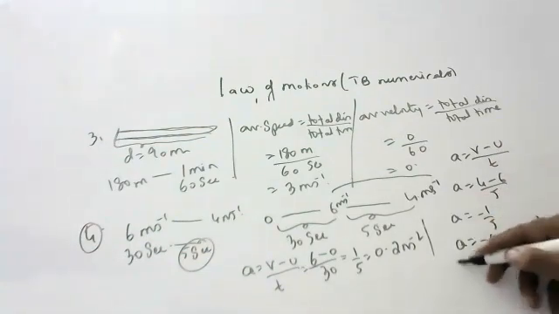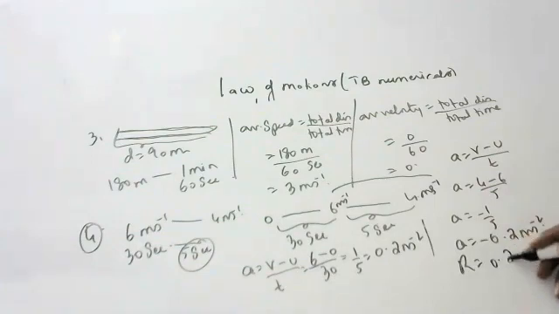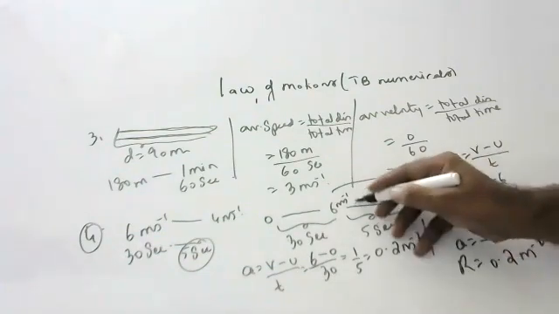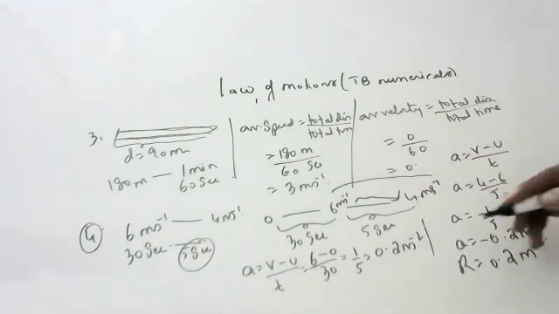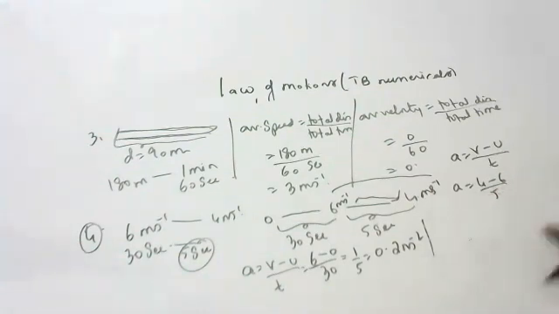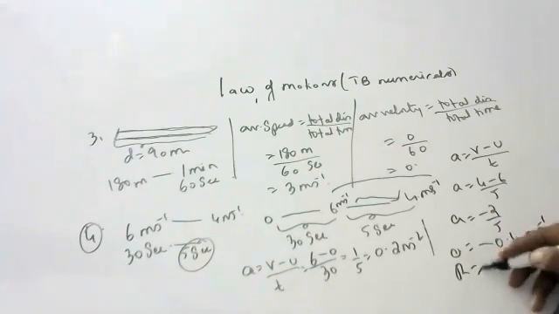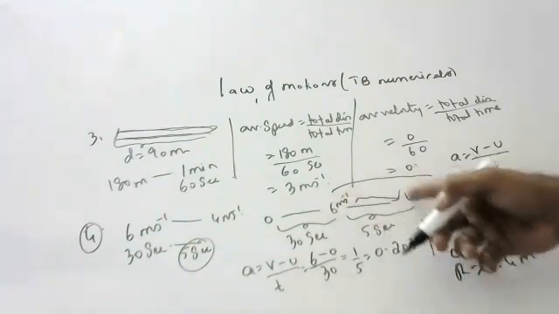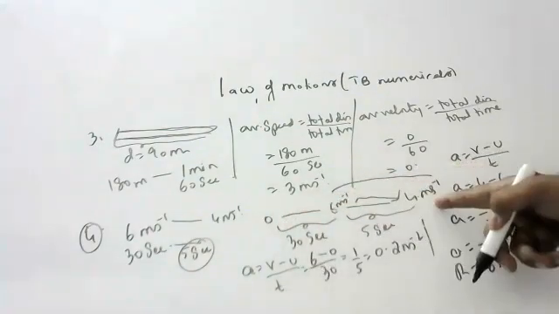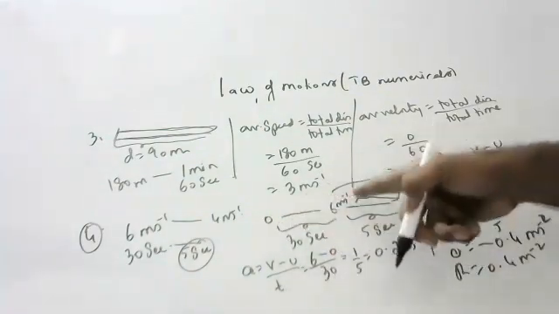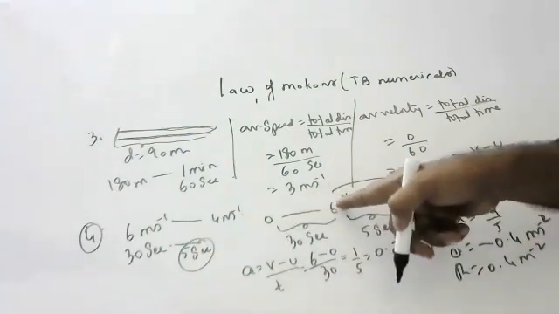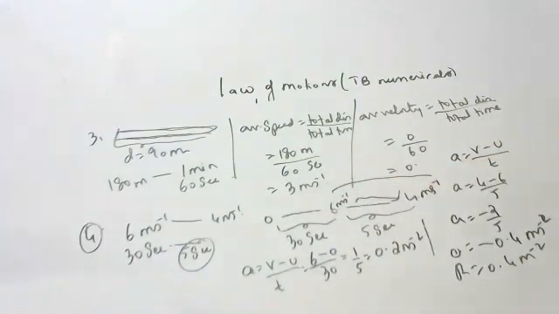Acceleration is minus 2 by 5, sorry. Acceleration is minus 0.4. So retardation is just 0.4 meter per second square, because it is slowing down. This is acceleration, this is retardation. Here an increase is there, here a decrease is there, children.